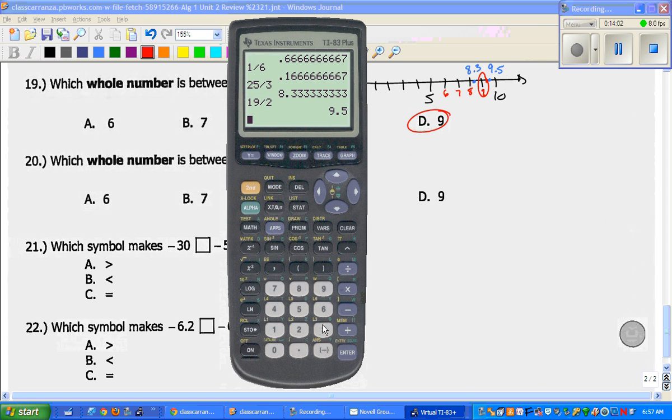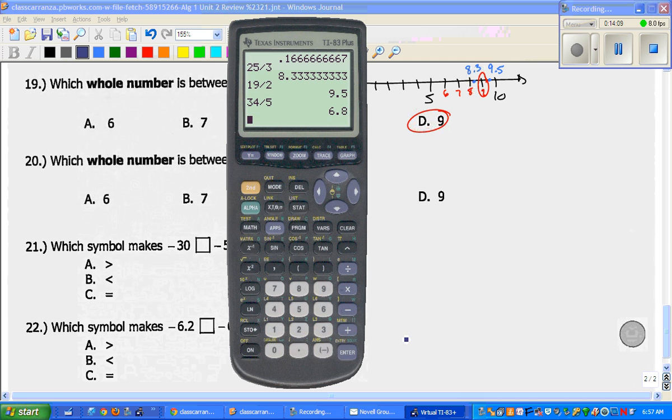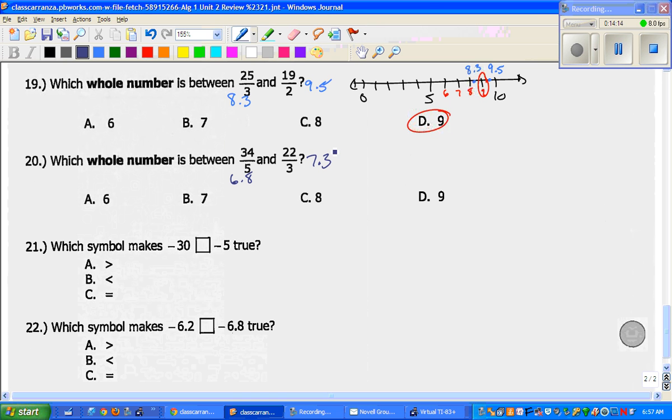Okay, so we're doing the same thing here. 34 divided by 5 gives us 6.8. 22 divided by 3, 7.3. So once again on our number line, 1, 2, 3, 4, there's 5, 6, 7, 8, 6.8, 7.3, right in between that is 7.